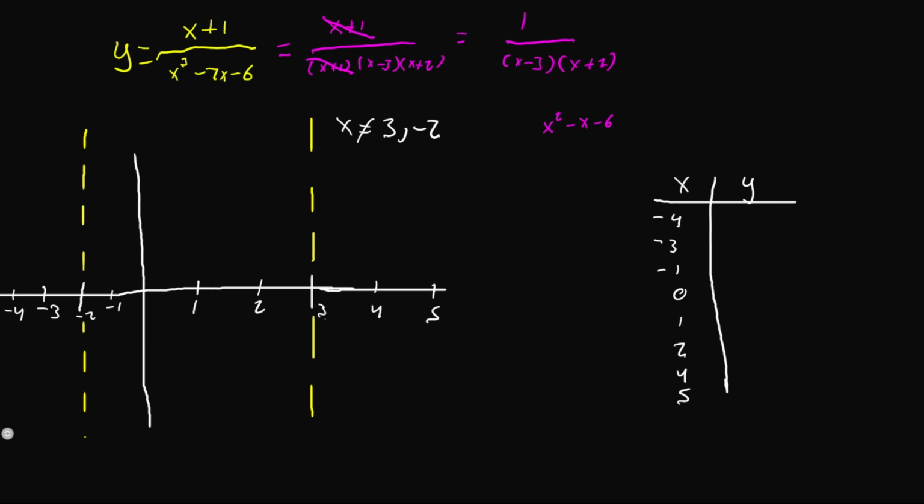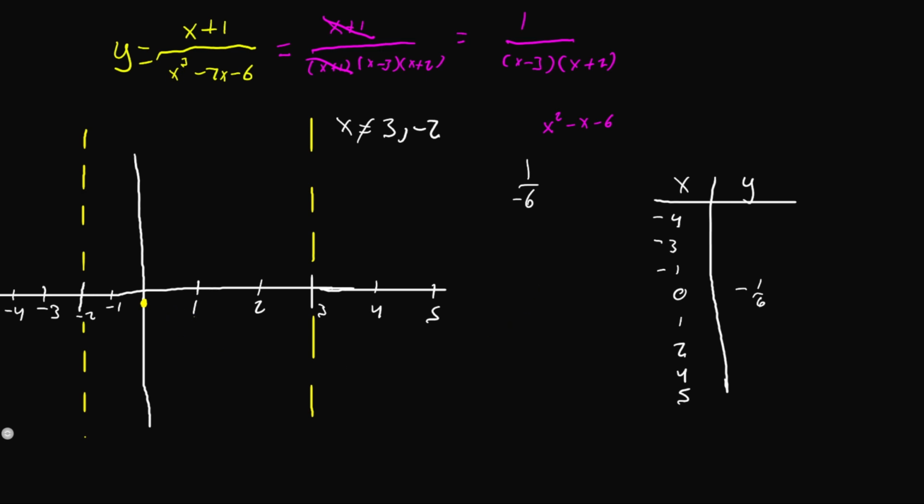Okay, so let's go ahead and look at 0 first. When x is equal to 0, we're going to get -6. So it's going to be 1 over -6, which gives us -1 over 6. So we're going to have -1 over 6, which is around here. And when x is equal to 1, we're going to have 1 minus 1 minus 6, which is just going to be 1 over -6 again.